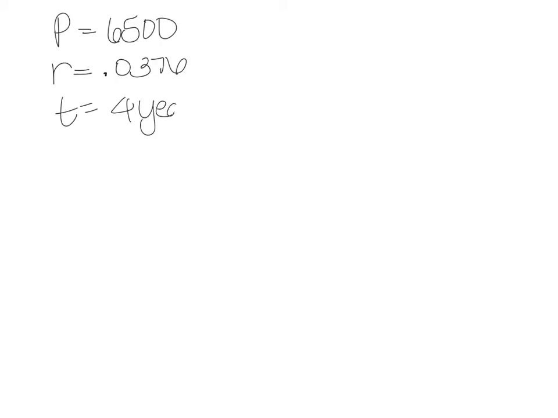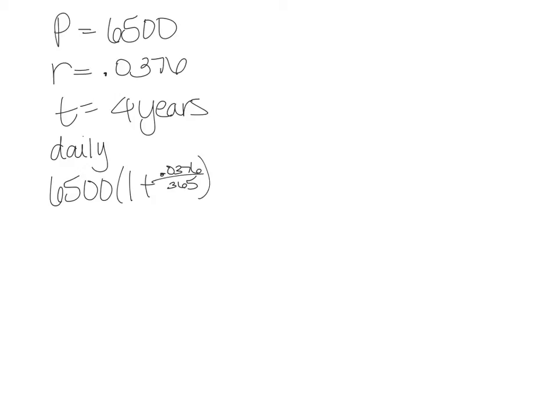So let's go back. Our P, our principal, was $6,500. We had different rates depending, but our yearly rate was 0.0376, and T was 4 years. And now we can look at the different types of compounds. If we want to know how much is in the account, if it's daily compounded, we're going to do 6,500 times 1 plus my daily rate, which is 0.0376 over 365, to the 4 times 365, that was 1460 power.